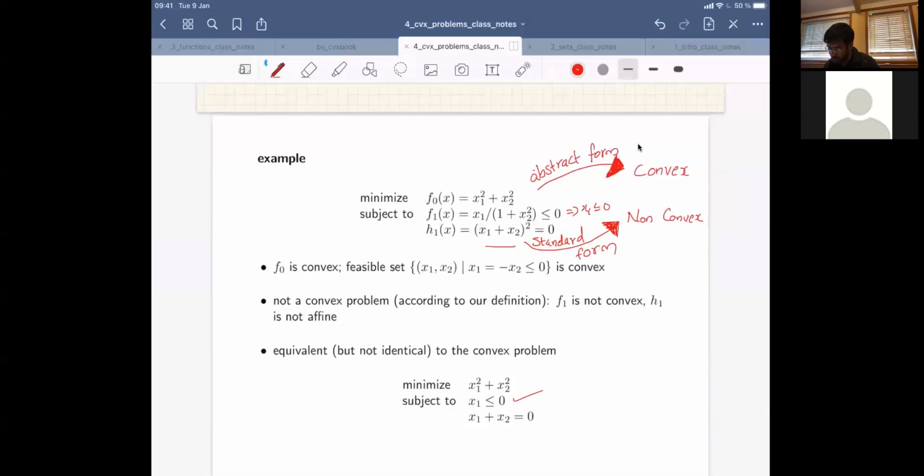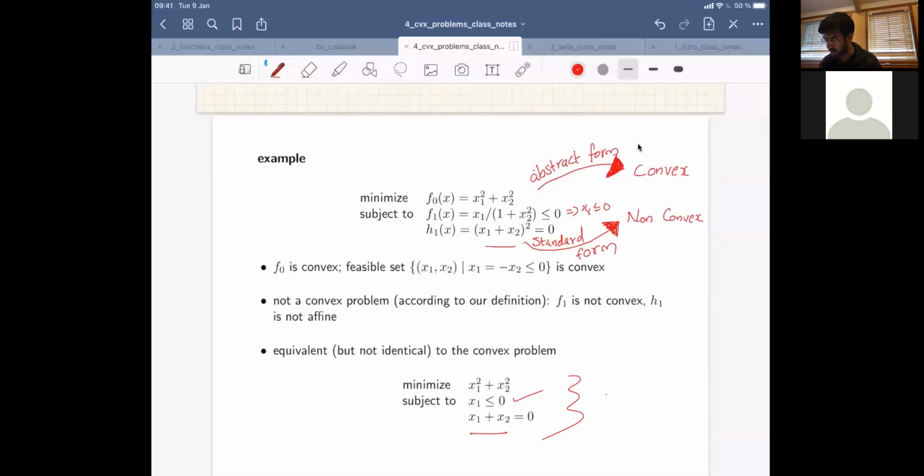Yeah, that has to be, this will be 0 only if x1 plus x2 equal to 0, right? Now see this. This is standard form. Objective function is convex. Inequality function is also convex. And we have a linear equality constraint, right? So this is convex now.